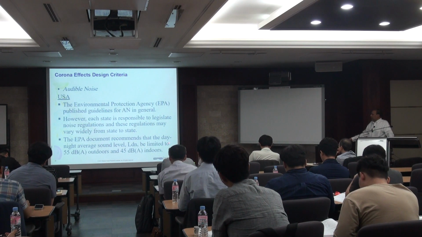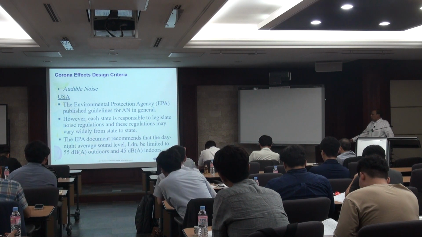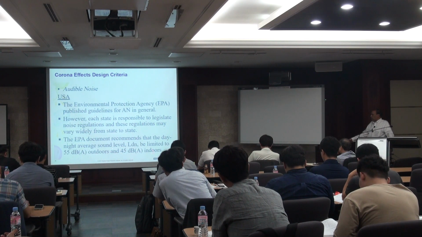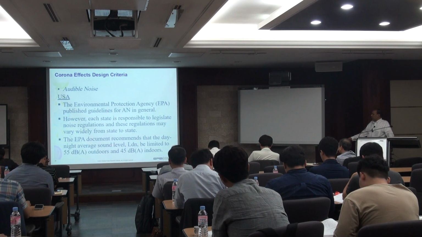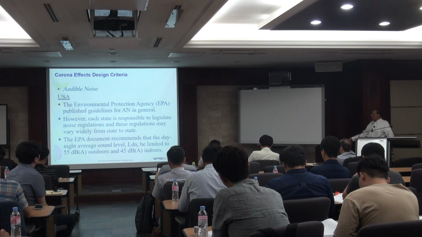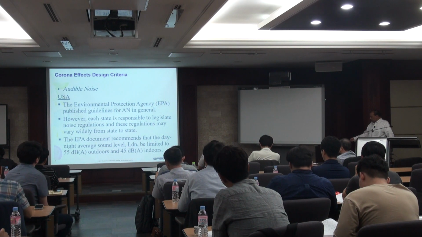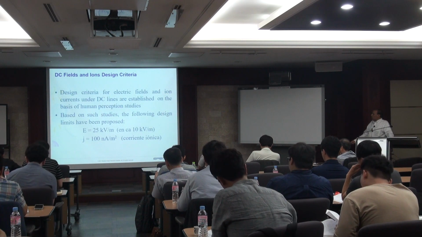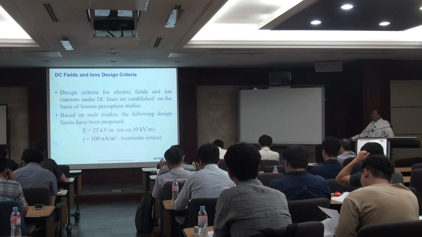Audible noise limits during the daytime are higher: 55 decibels for outdoor environments and 45 decibels for indoor environments. These are the limits that we follow in North America. The Environmental Protection Agency, EPA, dictates these numbers. So we have to design such that the audible noise that we get, either from AC lines or DC lines, is lower than these numbers.